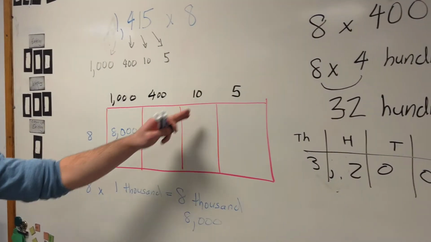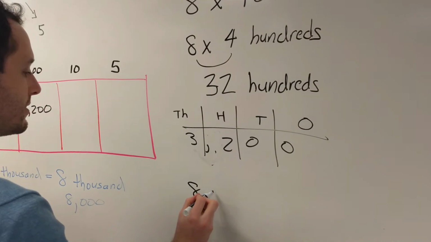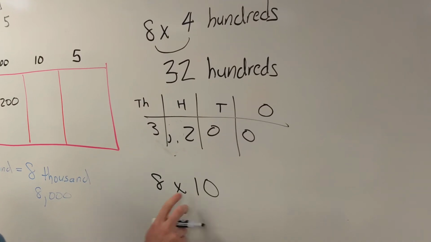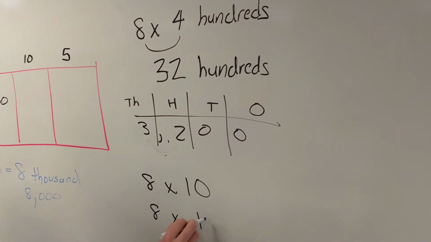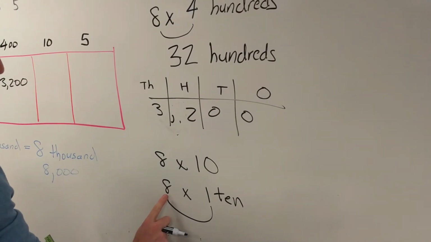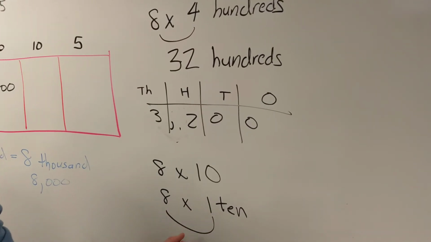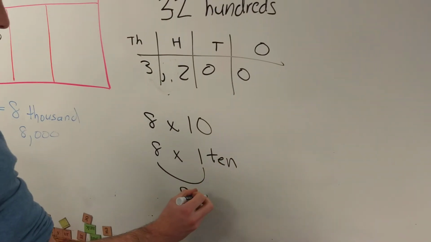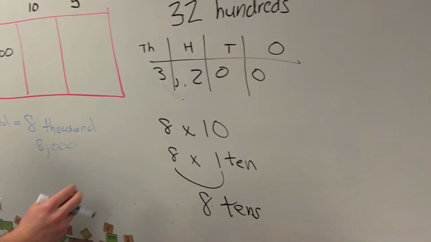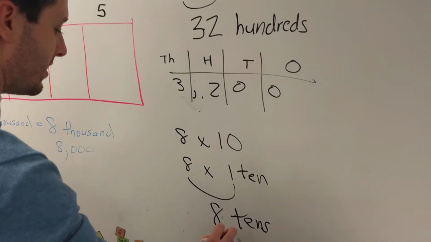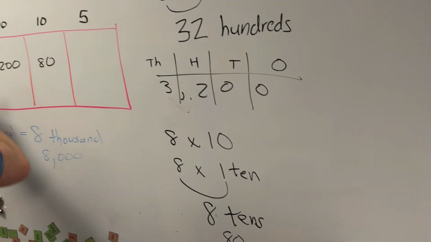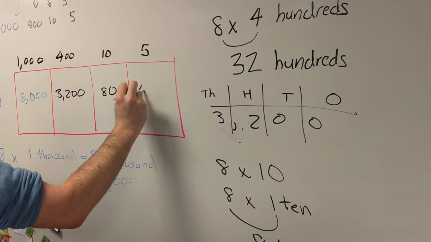Now I do the same thing for 8 times 10. 8 times 10. 8 times 1 is 8, and 10. So now I have 8 tens. Right? So 8 tens, I know 8 tens is really 80. Again, if they need to use a place value chart to figure that out, that's totally fine. 80. Do my last one, 8 times 5 is 40.